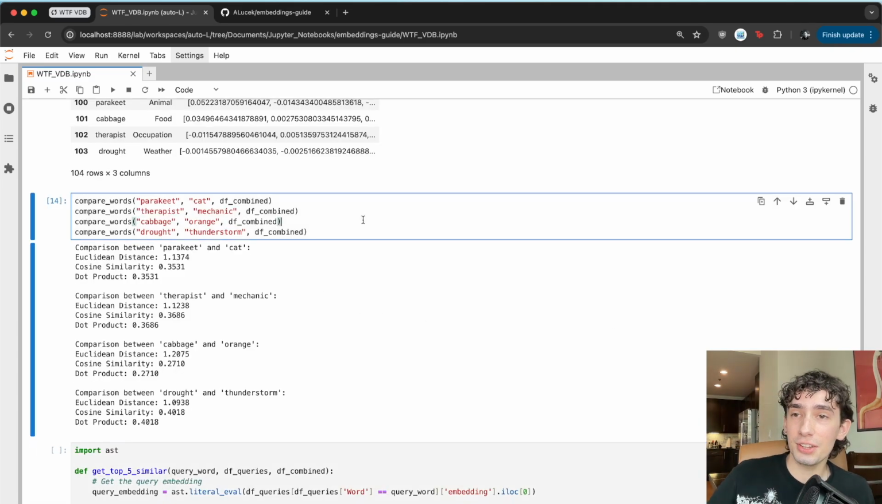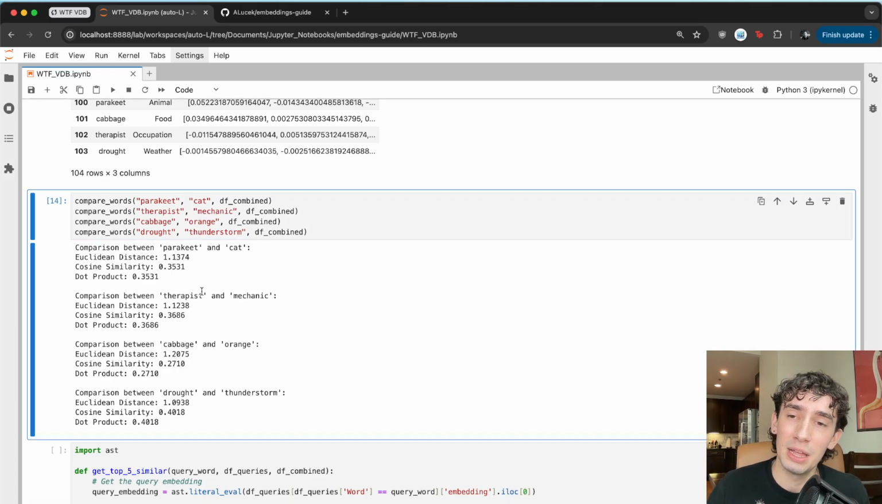We can already just directly compare these together. So I've gone ahead and compared parakeet and cat, therapist and mechanic, cabbage and orange, and drought and thunderstorm to see sort of the distances between these.